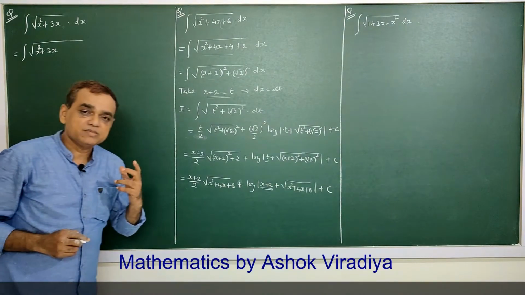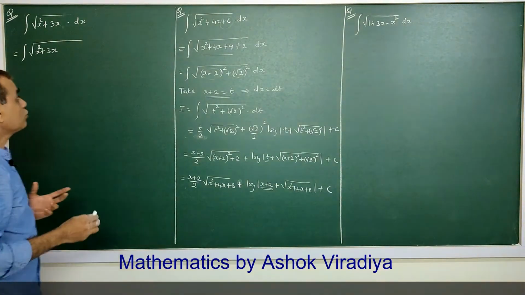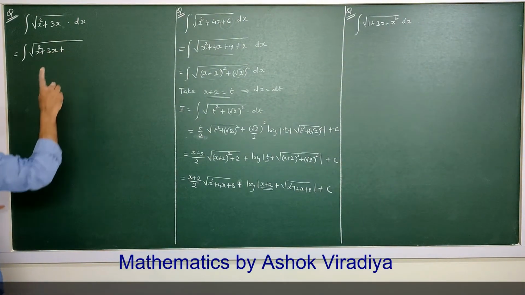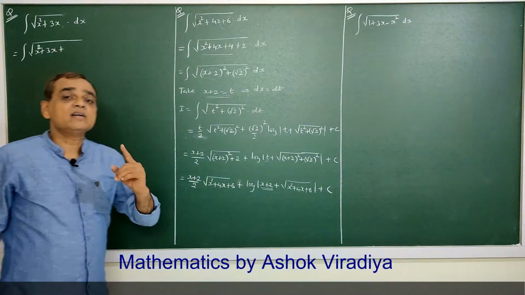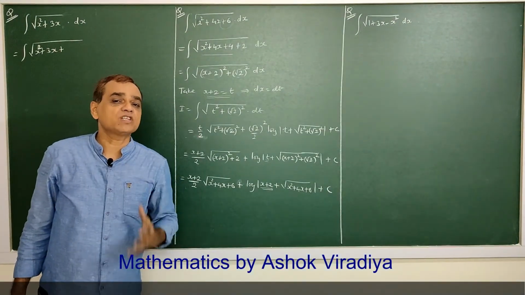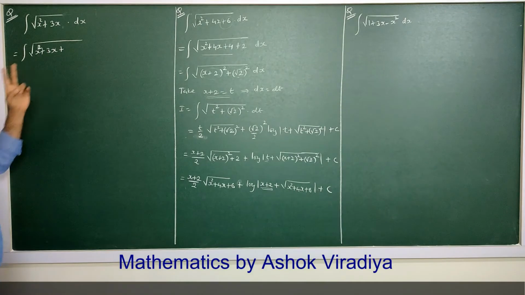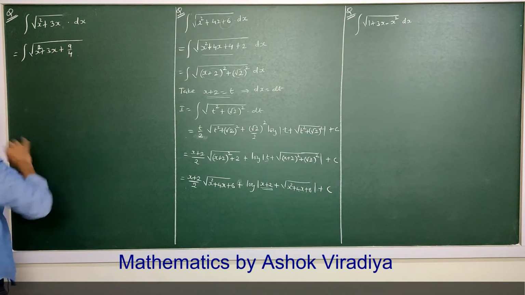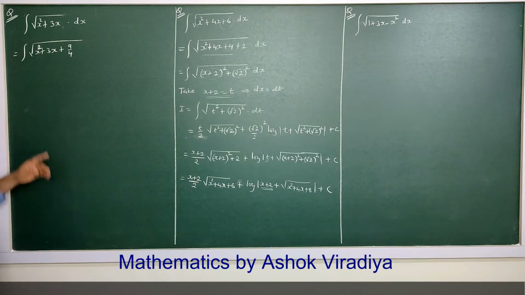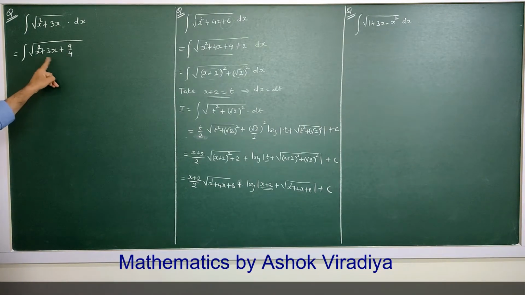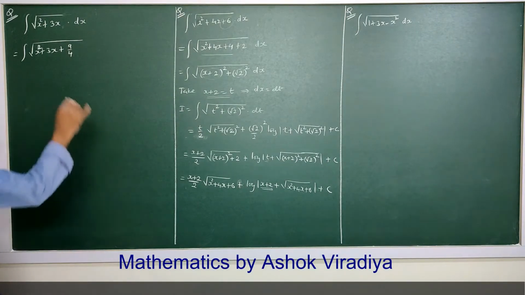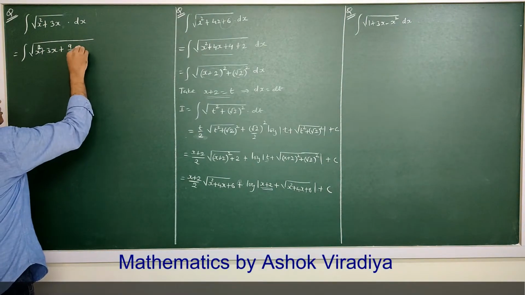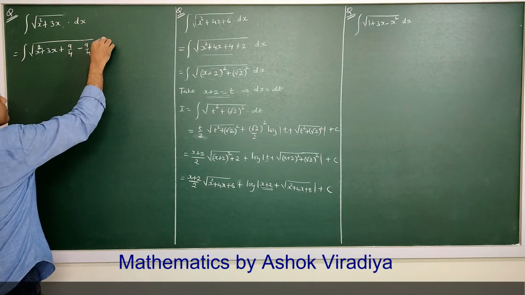Now the last term is missing. To make this a perfect square polynomial, the last term is the middle term square upon 4 times the first term: 9x square upon 4 into x square. So this will be 9 by 4. Adding 9 by 4, it will be a perfect square. But we can't change the value, so whatever is added, subtract the same number.